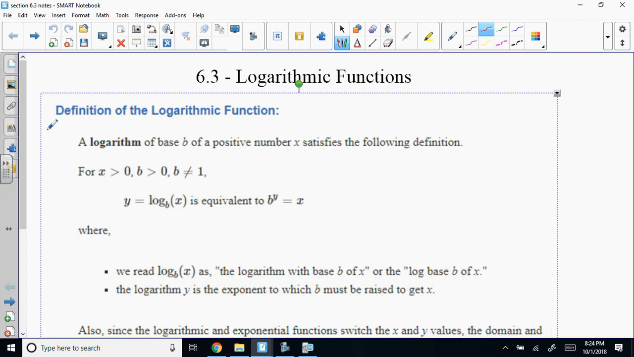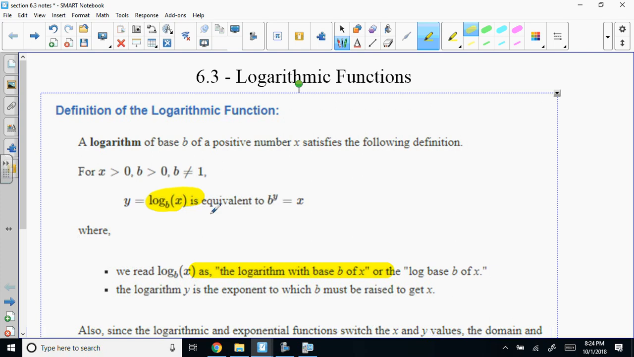So, but we're gonna look at logs, and we're gonna do some stuff, and it's read log base b of x, right? This little part right here is read as log base b of x, right?